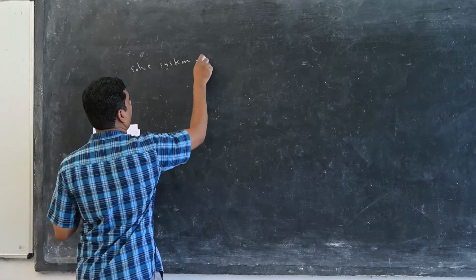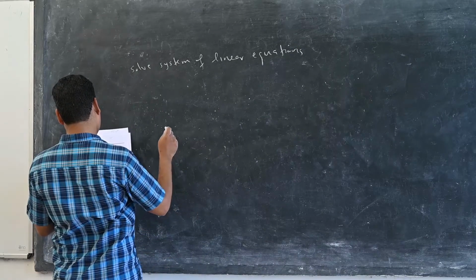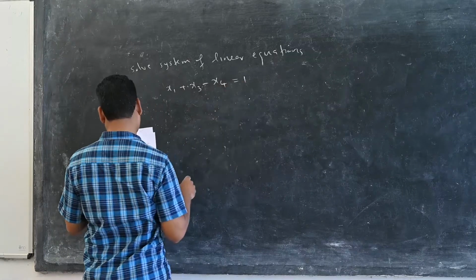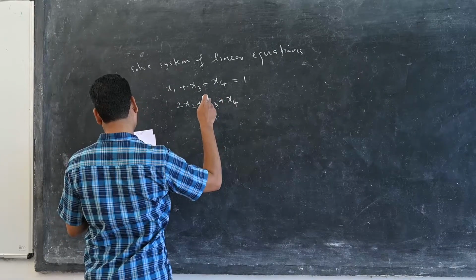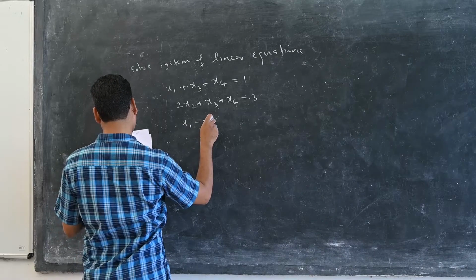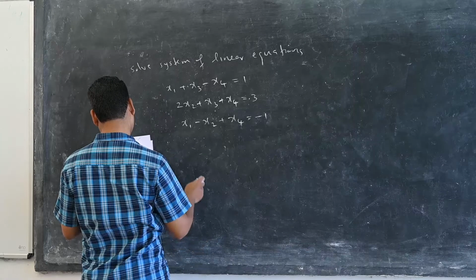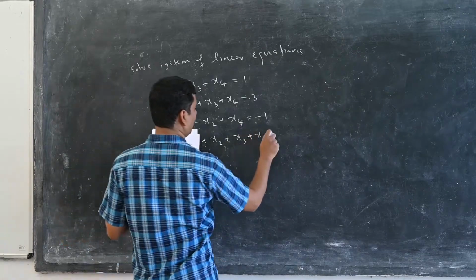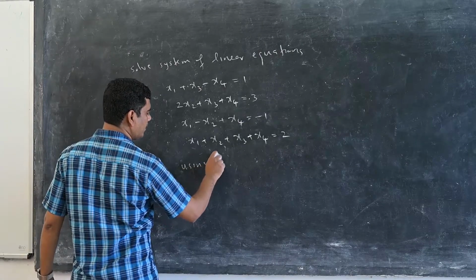Next example, solve the system of linear equations: x1 plus x3 minus x4 is equal to 1; 2x2 plus x3 plus x4 is equal to 3; x1 minus x2 plus x4 is equal to minus 1; x1 plus x2 plus x3 plus x4 is equal to 2. Using Gauss-Jordan elimination.